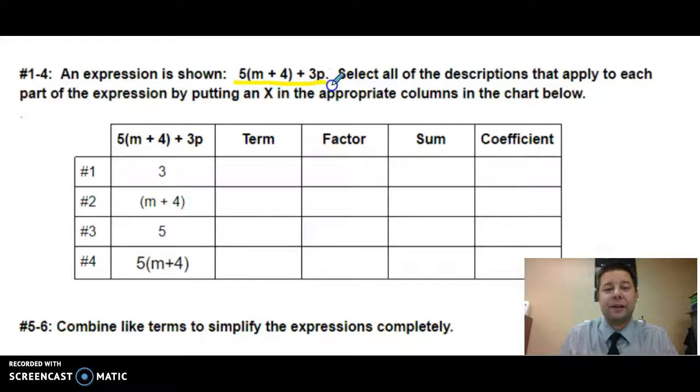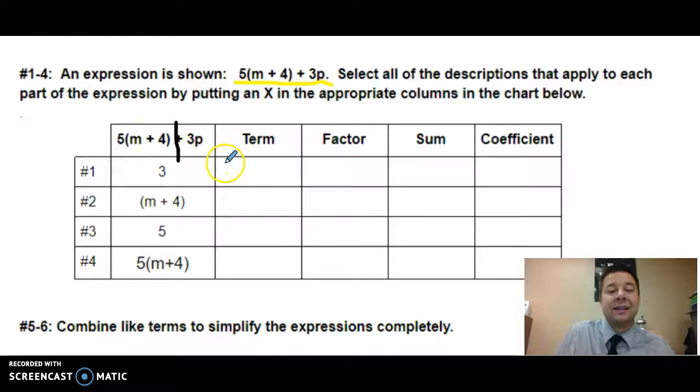It says 5 times (m plus 4) in parentheses plus 3p. So we want to examine that, and you'll see that same expression is written for us here. And I'm not sure why I decided I'd cover up the 5, but that's an important letter. So when I look at that, I want to figure out, first maybe I'll look at my terms. And I know that a term is separated by a plus or a minus sign. So I can almost make a little invisible barrier here to separate out my terms.